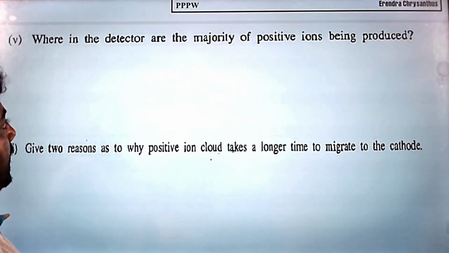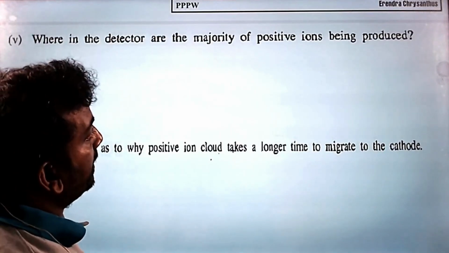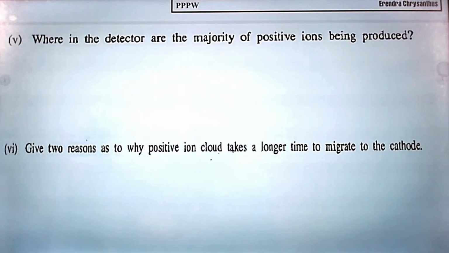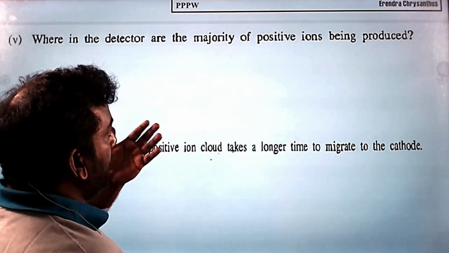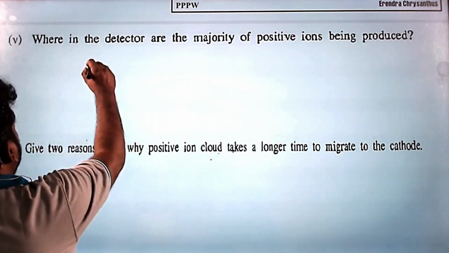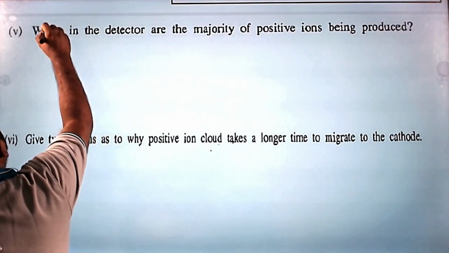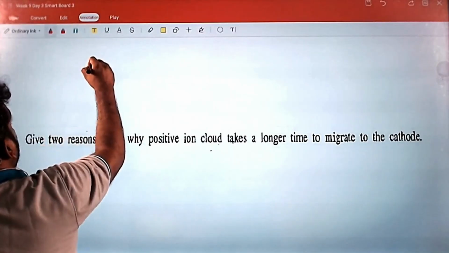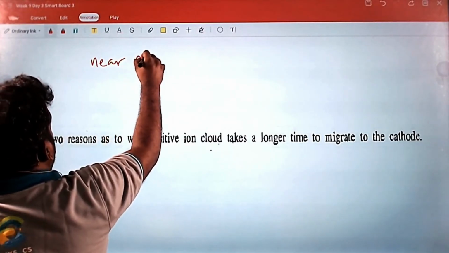Where in the detector are the majority of positive ions being produced? So positive ions are produced near where there is positive charge. So near the anodes.